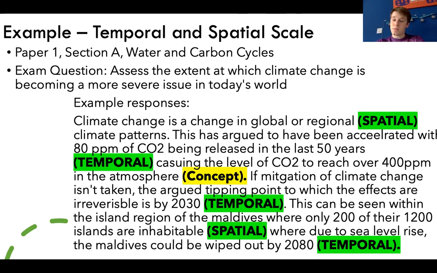The island or region of the Maldives, where only 200 of their 1,200 islands are inhabitable. So I've given you spatial scale once again, where due to sea level rise, the Maldives could be wiped out by 2080, temporal. So I've included the last three things we've just discussed there. I've included my spatial scale, I've included facts, so 400 parts per million, 80 parts per million, and I've also given key concepts, so things like the atmosphere, sea level rise. Those are the things they want. That's the three bits I've already done. So we've not actually done that much, and we're already working our way up to level 4.